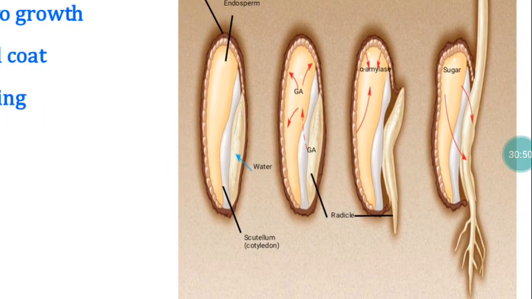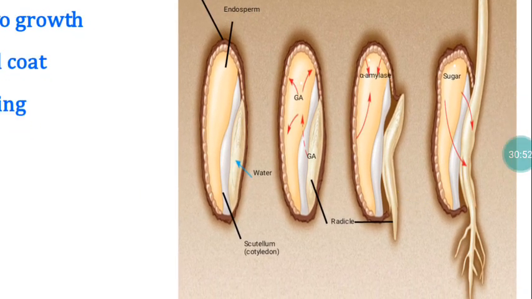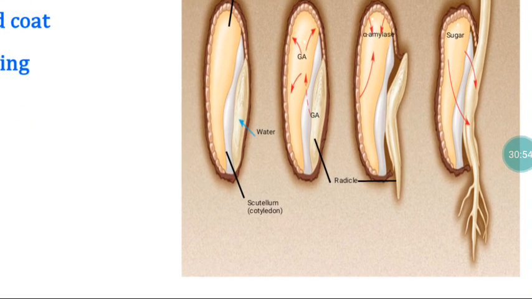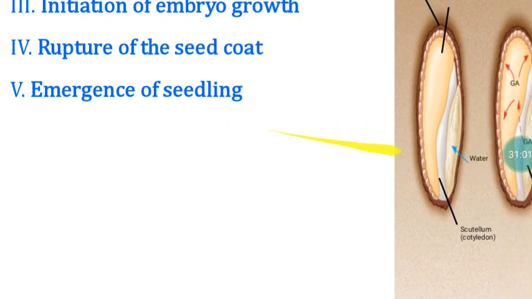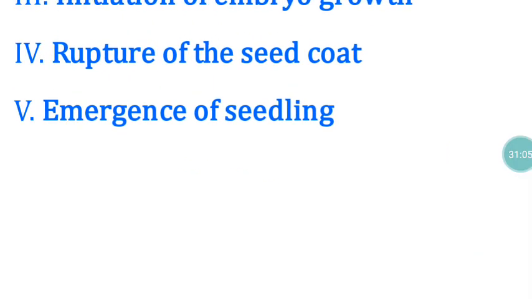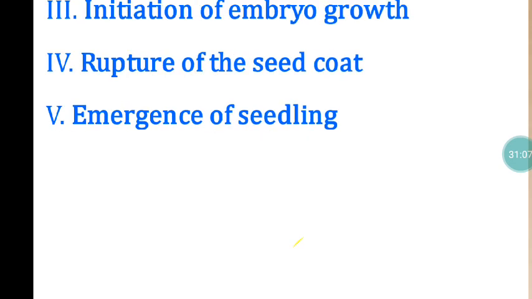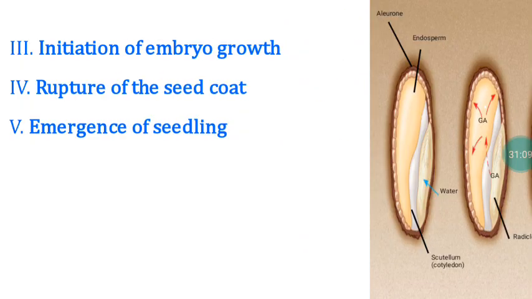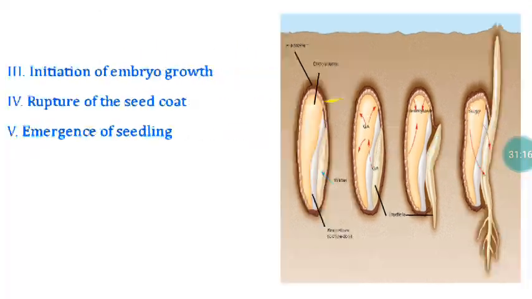The radicle will come out first, except in rice. In the case of rice, the plumule will come out first, whereas in most other seeds the radicle will come out first, and then the plumule will come out. So finally you can see a beautiful seedling. So these are all the things happening at the time of germination in almost all monocot and dicot seeds. So these are the 5 different phases of seed germination.